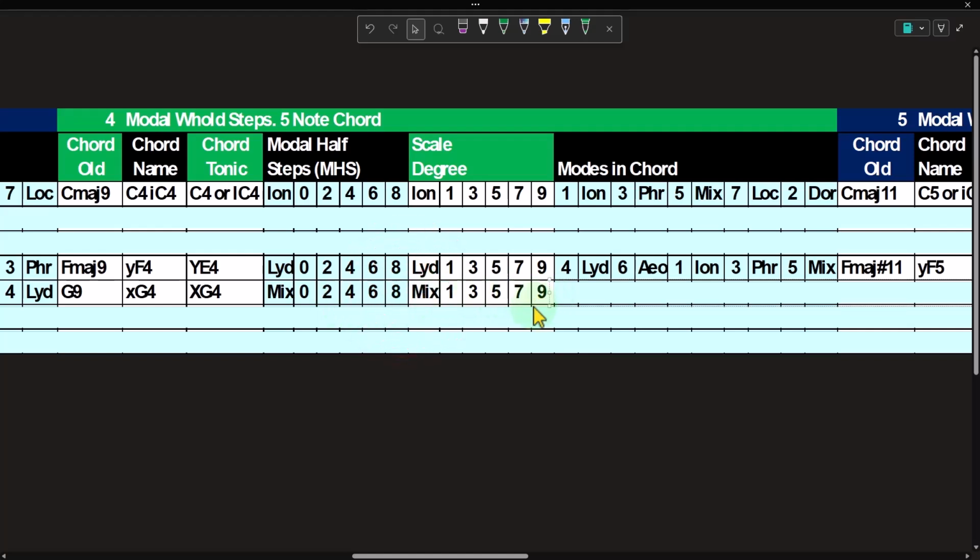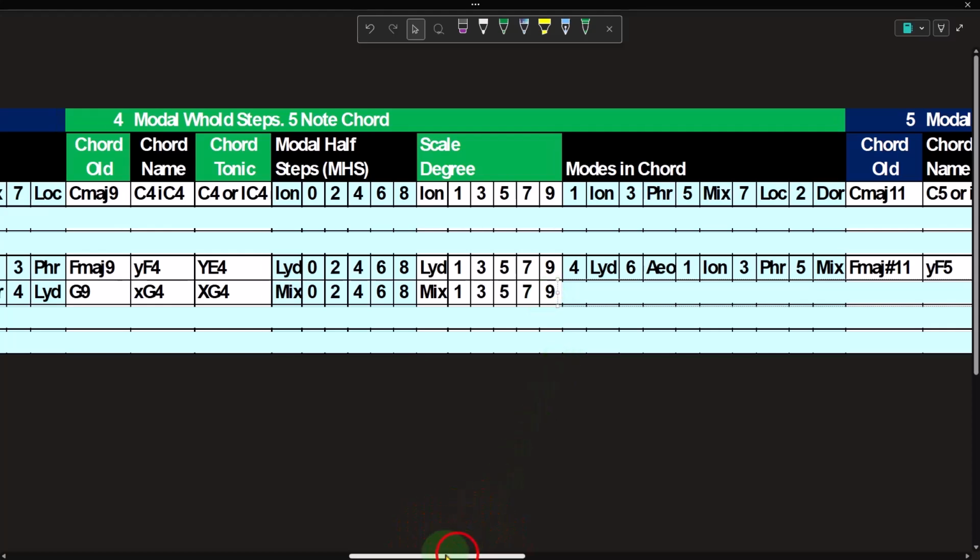If we look at it from a scale degree, we would make the 5 the 1, and then everything would be off by 1: 1, 3, 5, 7, 9. Why do we have a 9? Because the 9 is equivalent to the 2. So let's count it out.